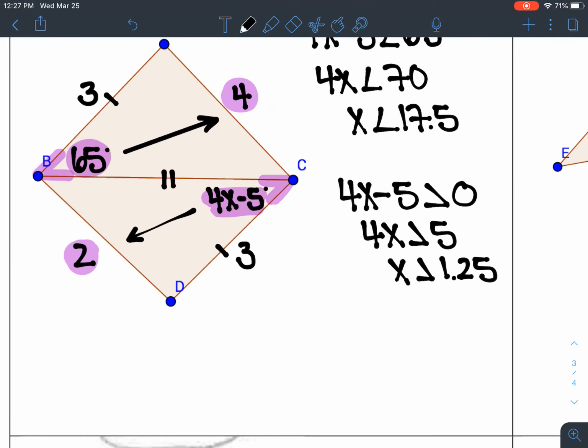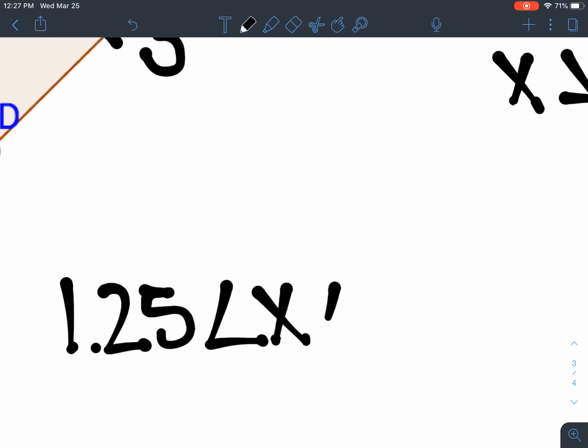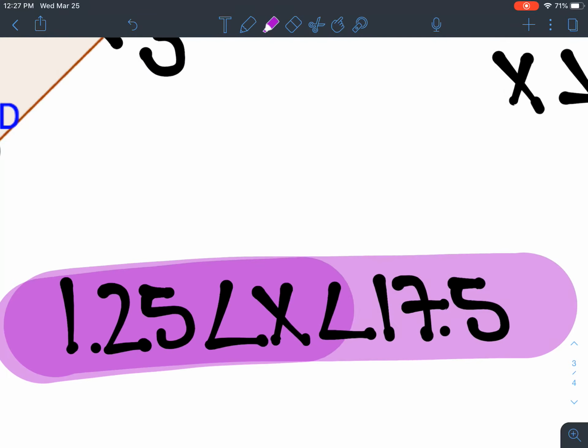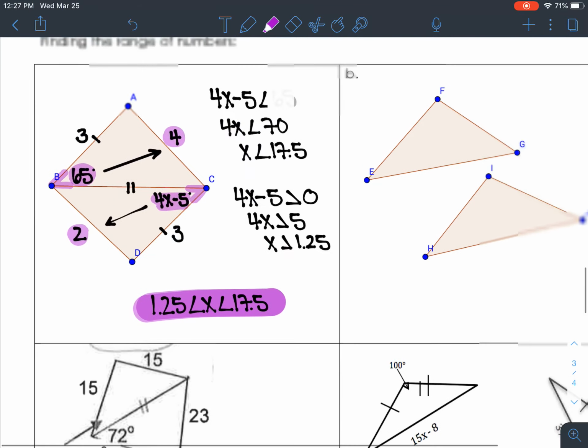Which leaves me with the final answer of saying that x has to be stuck in between 1.25 and 17.5. So that's our final answer for that. Okay? Let's try another one.